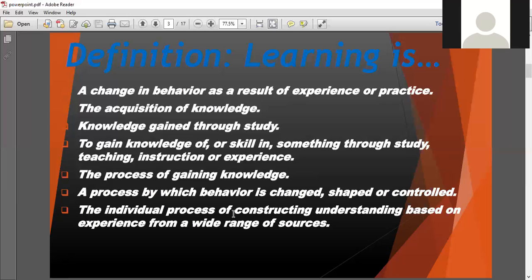And then the individual process of constructing understanding based on experience from a wide range of sources. So this is also learning, that the individual is constructing knowledge for himself. So learning is individual as well. For example, we are learning this chapter on what learning is, but your learning from this has to be individual learning. So we cannot call it class learning, as student A's learning and student B's learning, because each individual's learning is different. Student A's individual learning about what learning is, is different from student B's. So that is an individual exercise, an individual process.